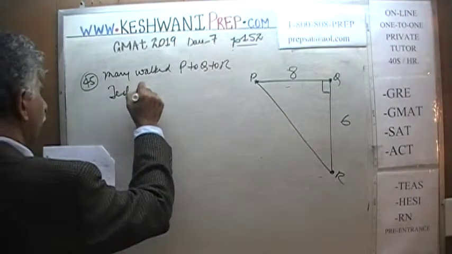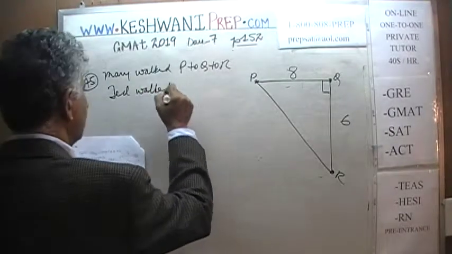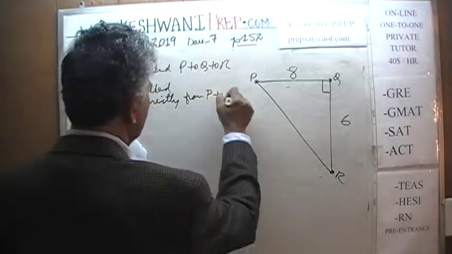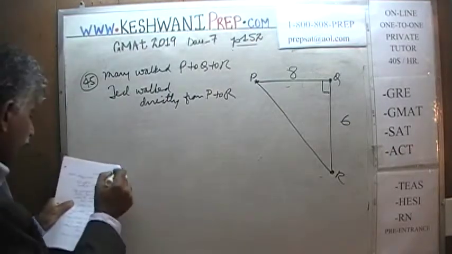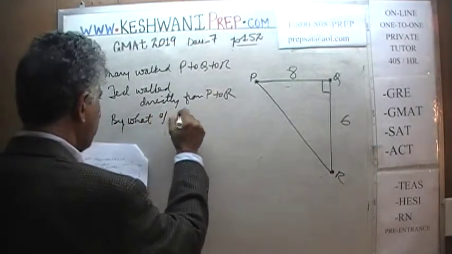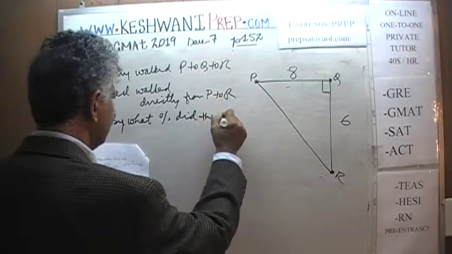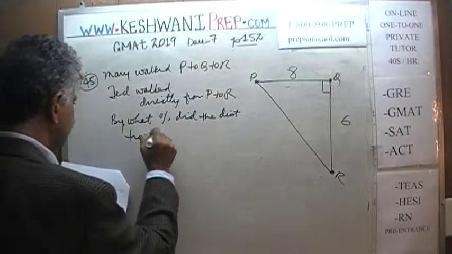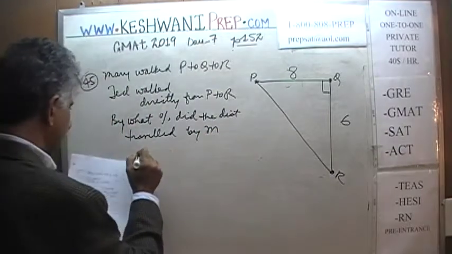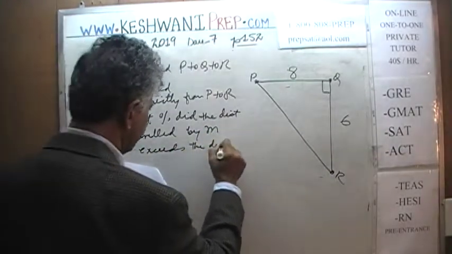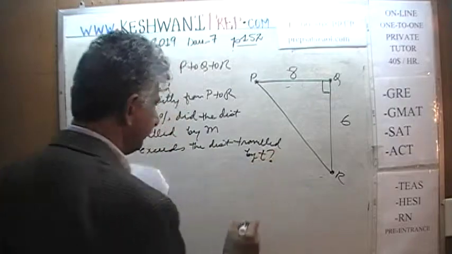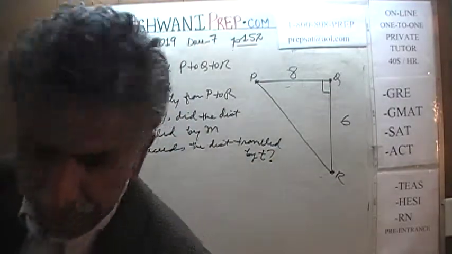And Ted walked directly from P to R. The question simply is, by what percentage did the distance traveled by Mary exceed the distance traveled by Ted? By what percentage does it exceed? Not by how much, but by what percentage?